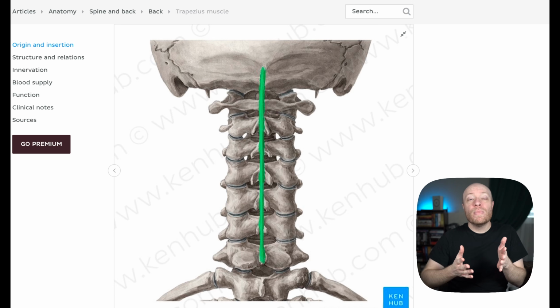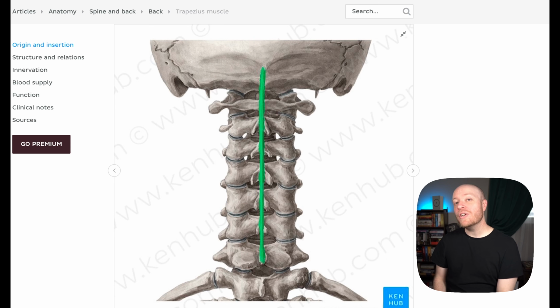And the nuchal ligament for most animals in the world is there to help keep their head up. Right? I want you to think like a horse. If a horse was having to continually contract its muscles to keep its head up, that would be exhausting.